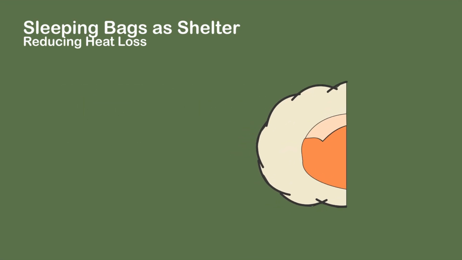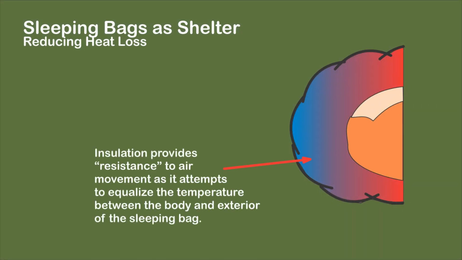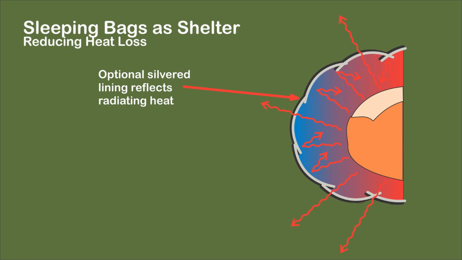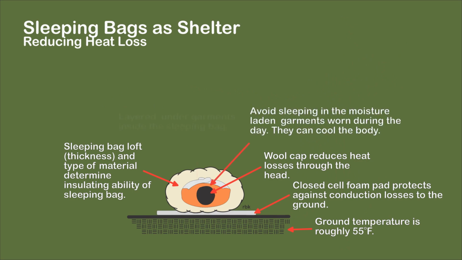Most sleeping bags are designed to protect against convection losses. The insulation reduces air movement and its ability to transfer heat. Some sleeping bags will include a shiny lining to reflect radiant energy back toward the body. The body compresses the sleeping bag. The Insulite or similar closed-cell foam pad reduces energy losses to the ground.